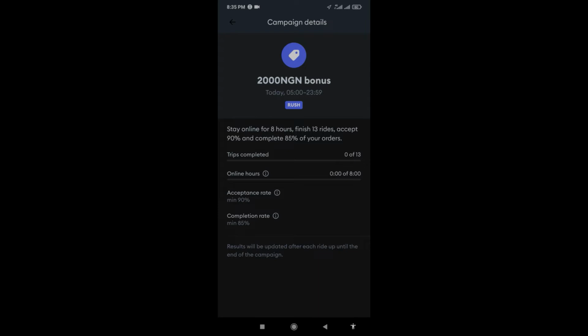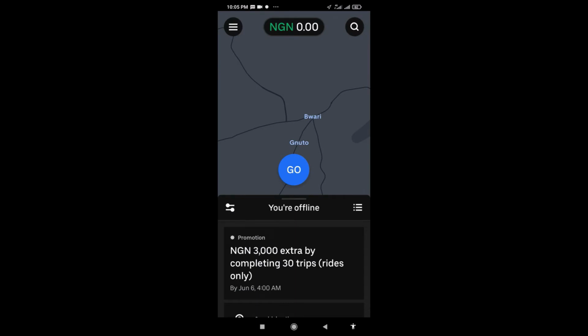Uber also has campaigns. Now, let me tell you a bit about the Uber campaign. It's always ongoing, by the way. All the time you look at it, there's always a campaign ongoing. Their campaign is you have to complete 30 trips in 1 week to get 3,000. Actually, that's easy, provided that you only run on the Uber app, you are most likely going to complete 30 trips before the week runs out.